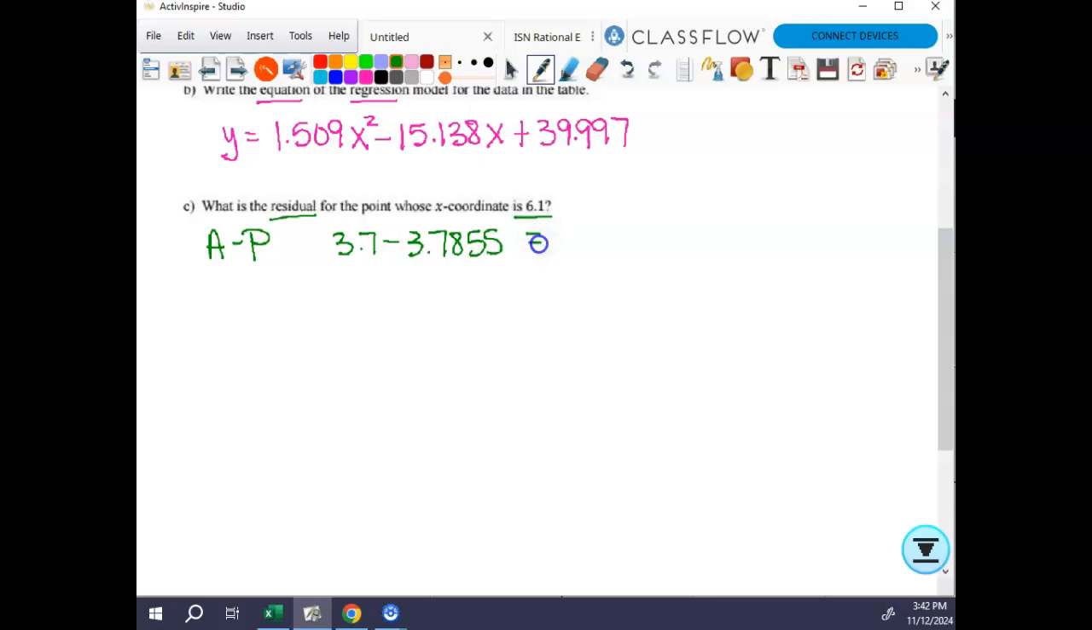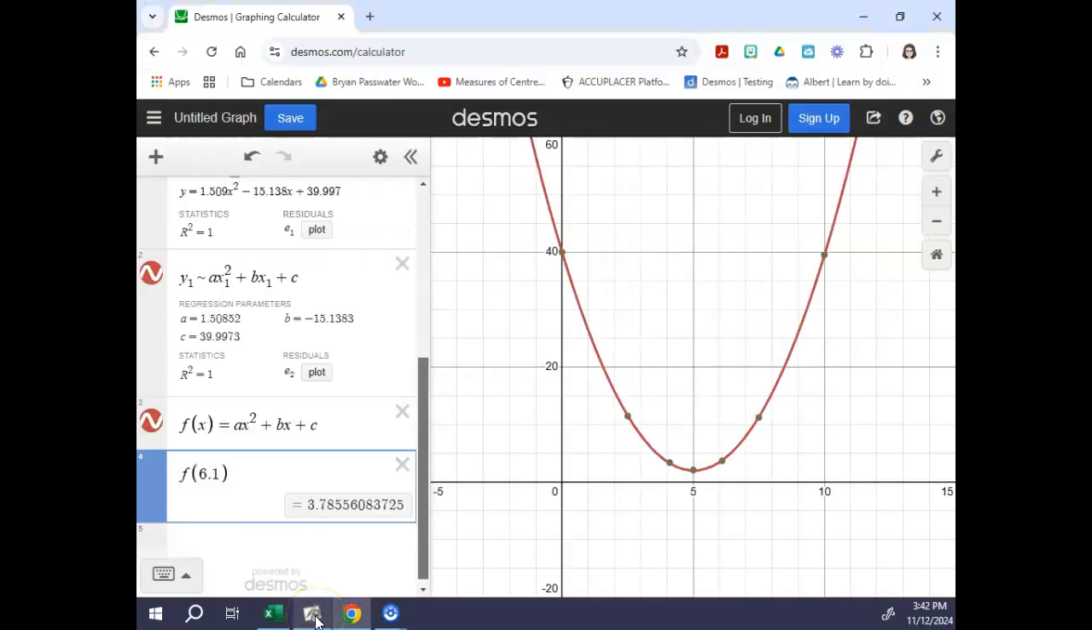But if I wasn't sure, then I can do this. What I want, that is that 3.78 number. I really wanted 3.7 minus that, right? I can do that right here. 3.7 minus that right there. There's my residual. My actual minus my predicted. Okay, and it just did it for me.